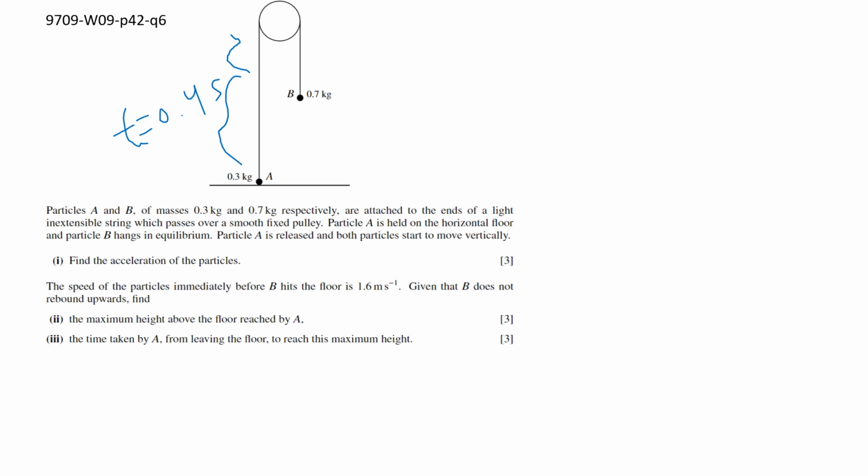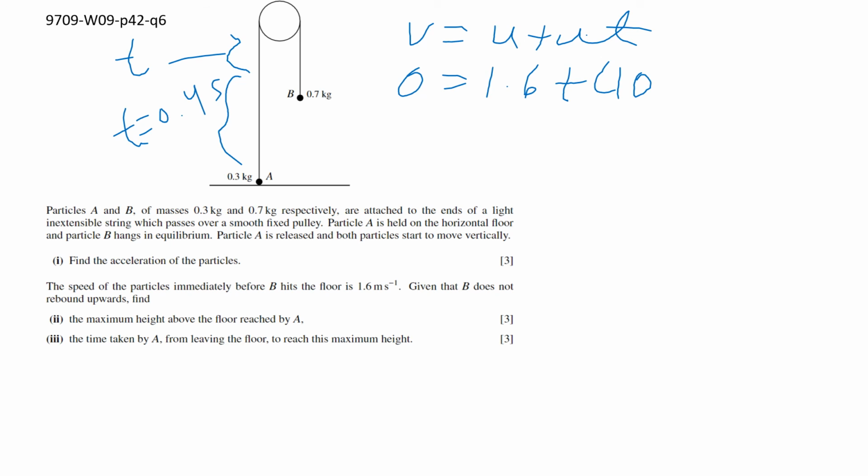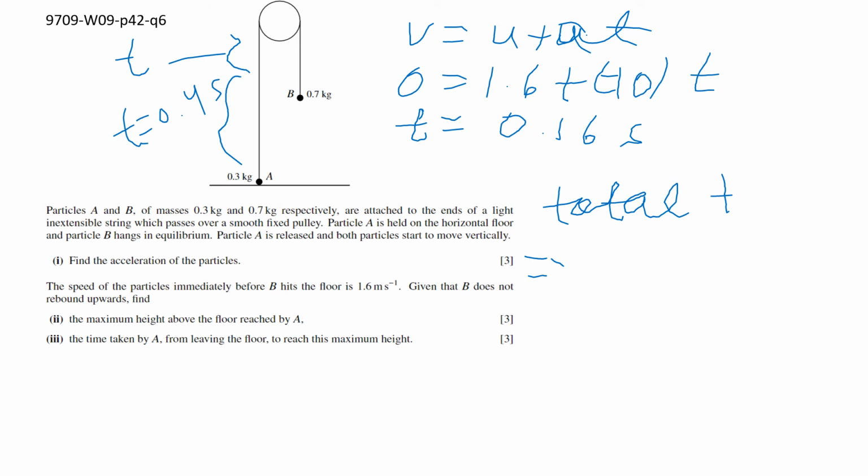So for the slack time, we have v equals u plus at, and we have velocity 0, 1.6 plus, because the acceleration is acting against the upward motion, this will be negative. So for t you will get 0.16 second. So the total time will be 0.4 plus 0.16, which gives 0.56 second. So this is of 9 marks. So like this you can solve this type of problem.